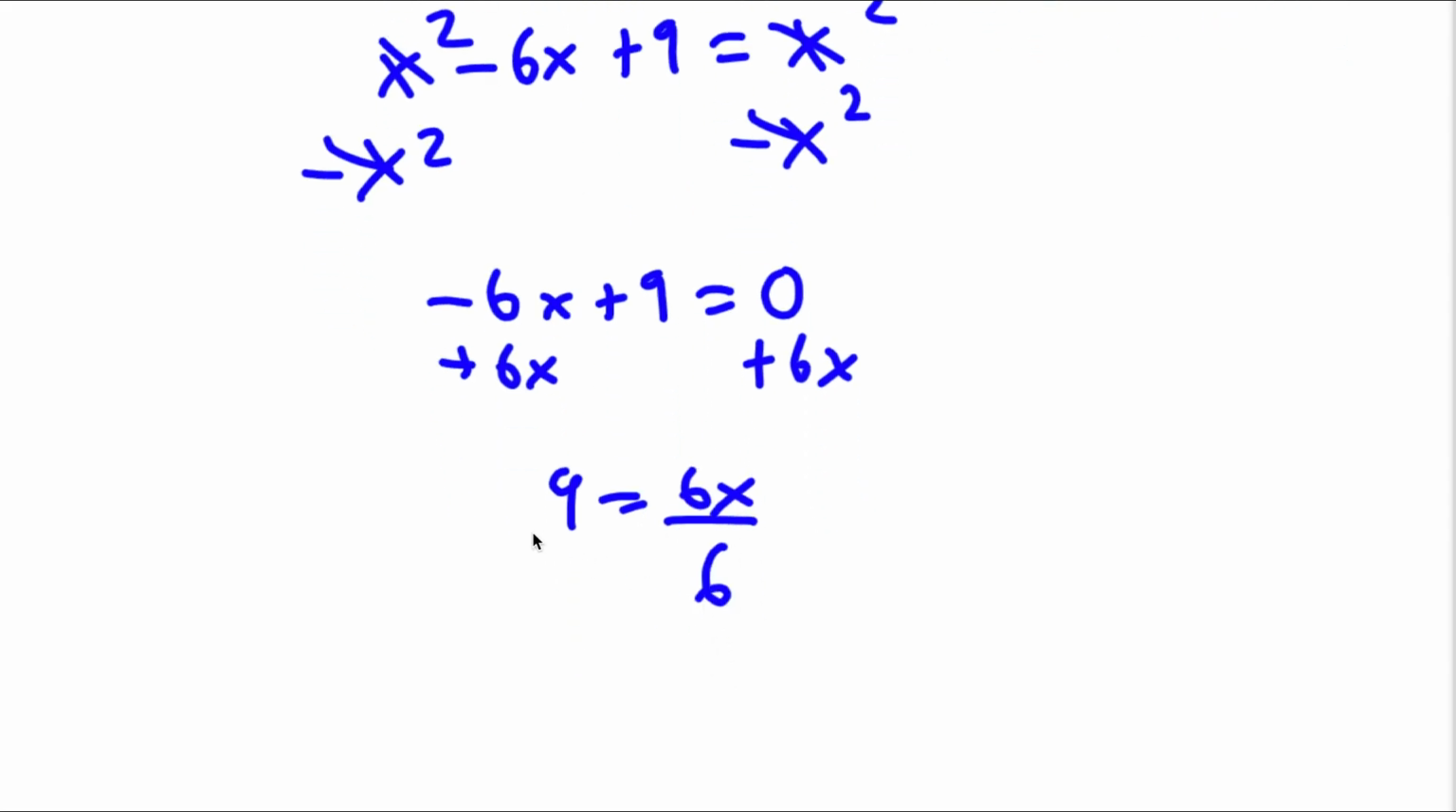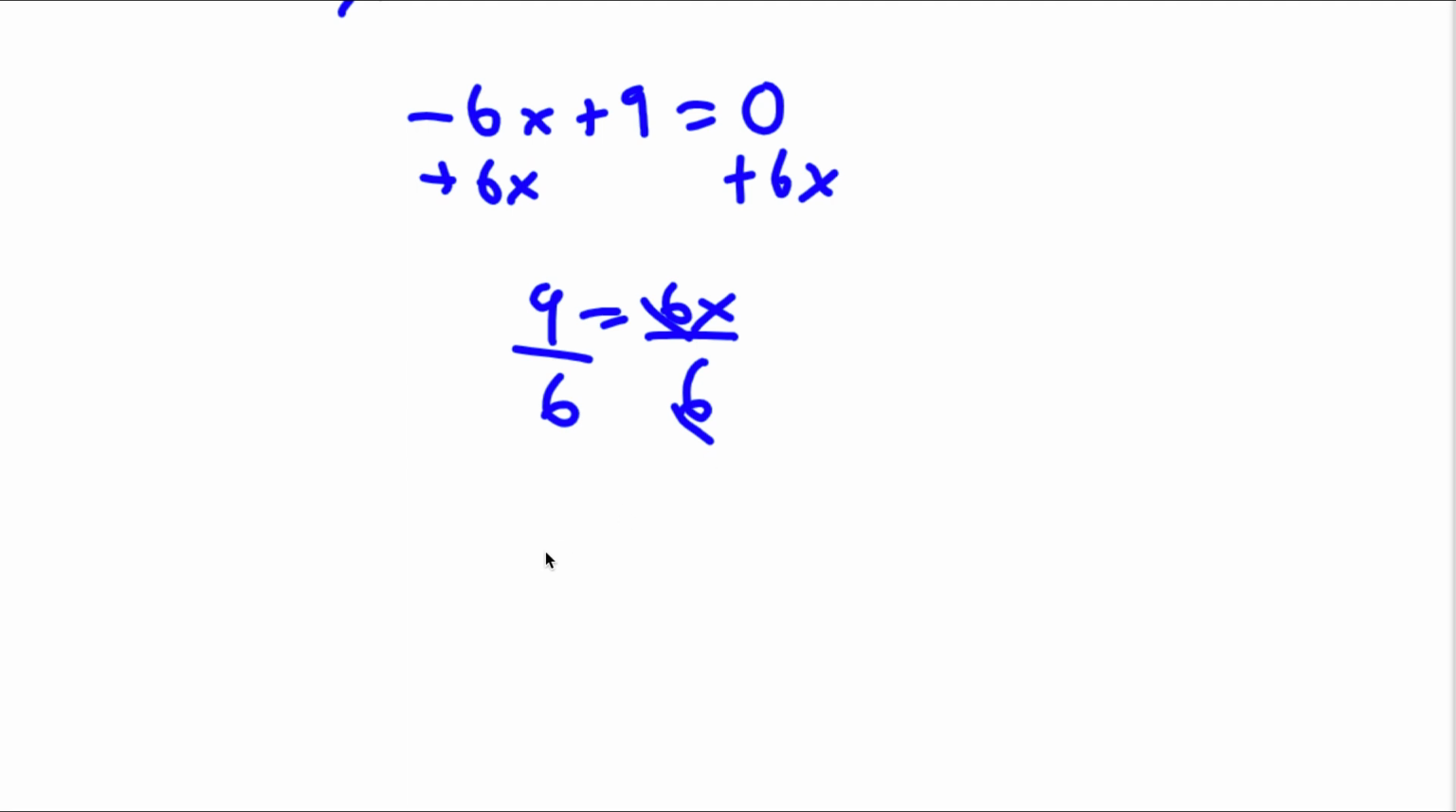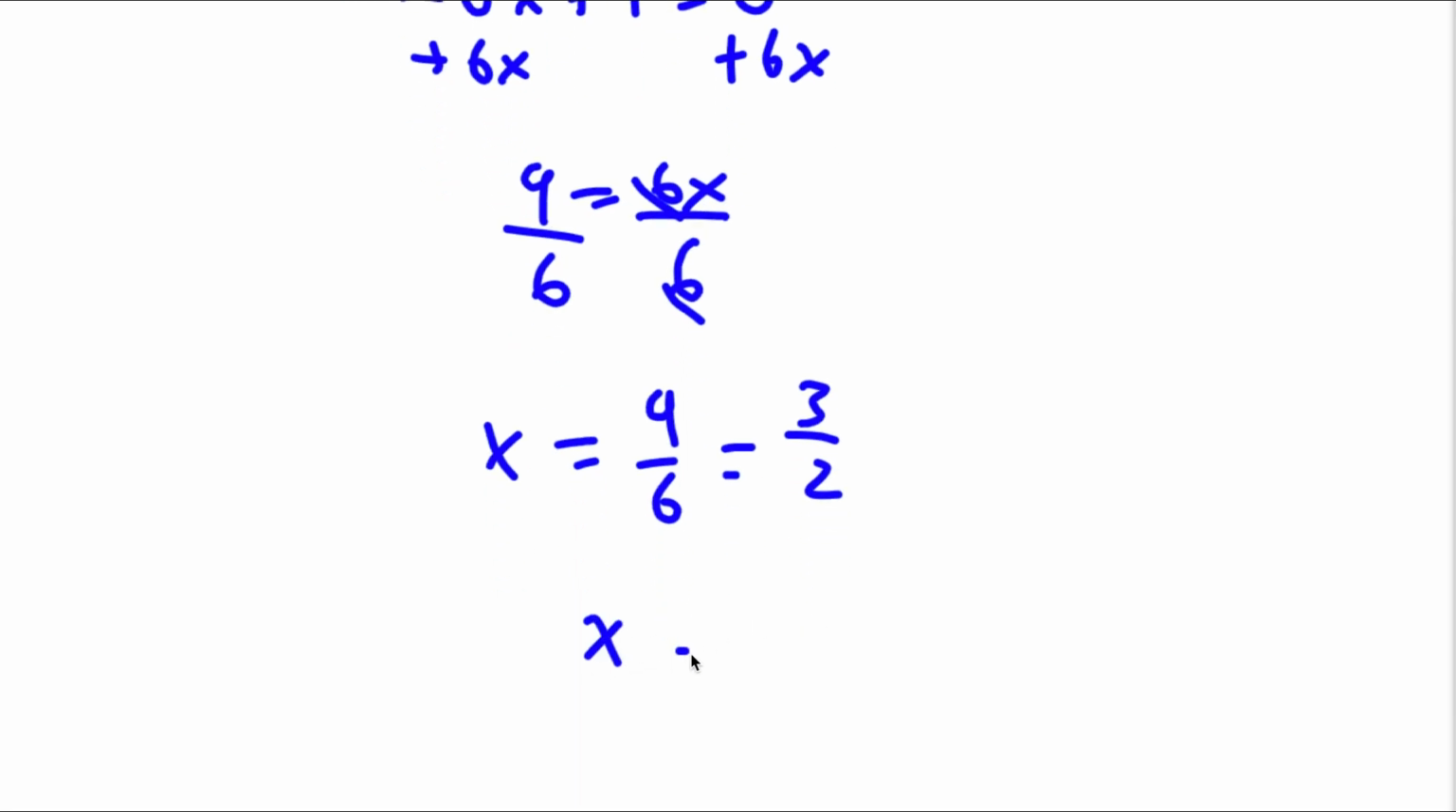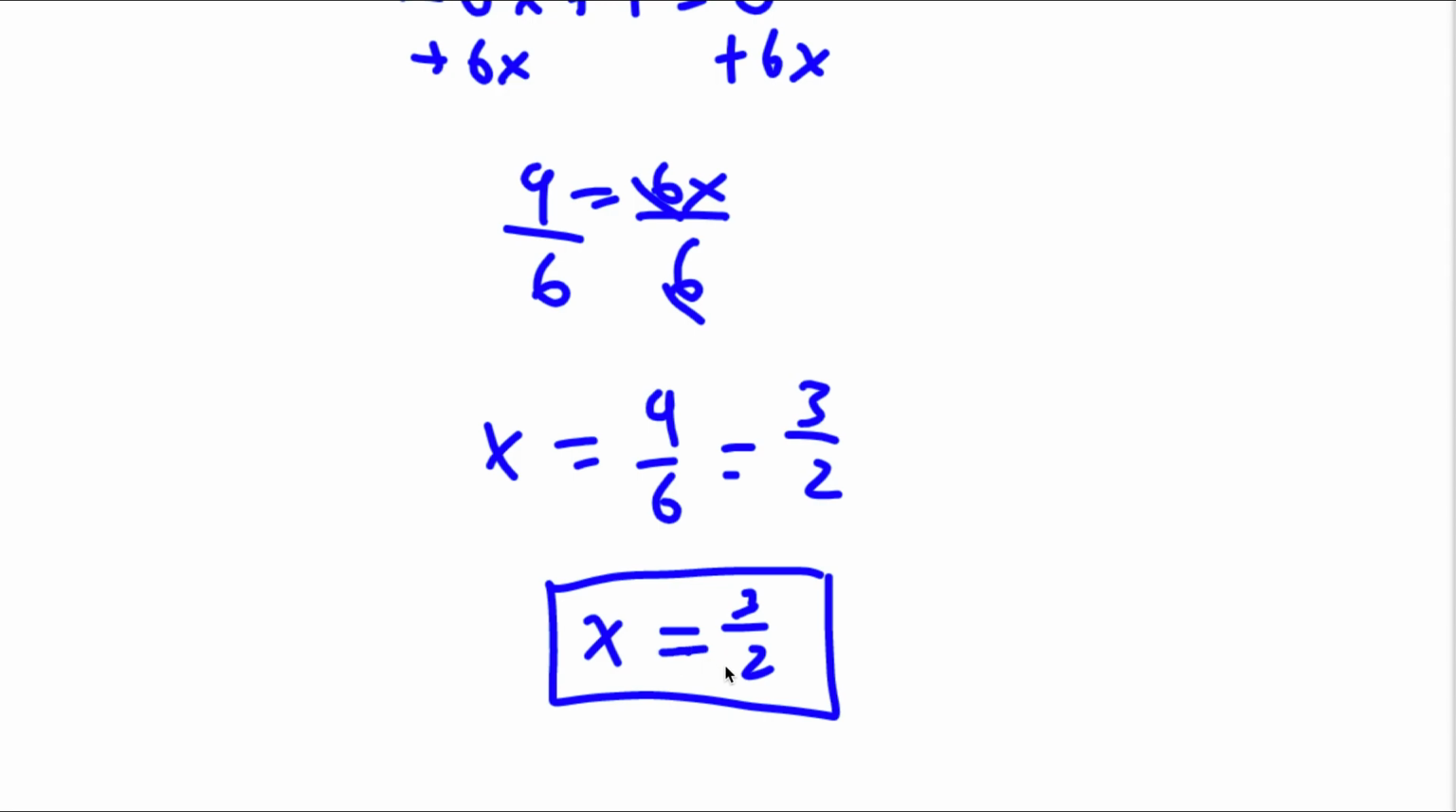And if I divide by 6 on both sides, these two cancel out. I'm left with x equals 9 over 6, which is equal to 3 over 2. So x is equal to 3 over 2 is our answer.